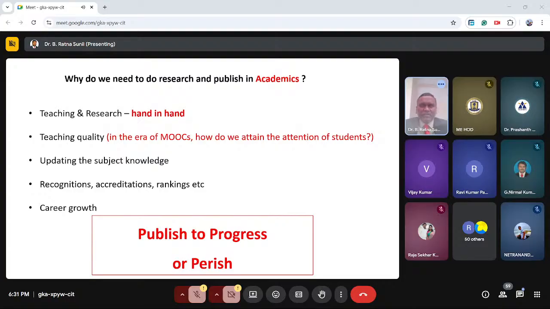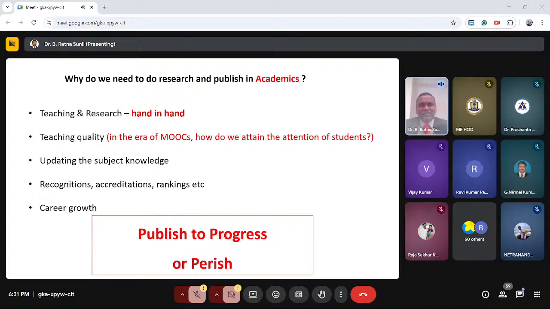How can I measure the success of a faculty member or an academician? What is the scale? Now, research outcomes like publications or patents are the measuring scale for the contribution of an academician. Therefore, at the end, for all, we need career growth. Therefore, definitely, we should publish. We should file patents. So, publish to progress.